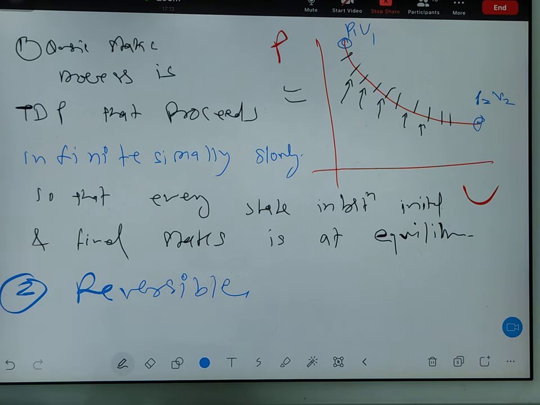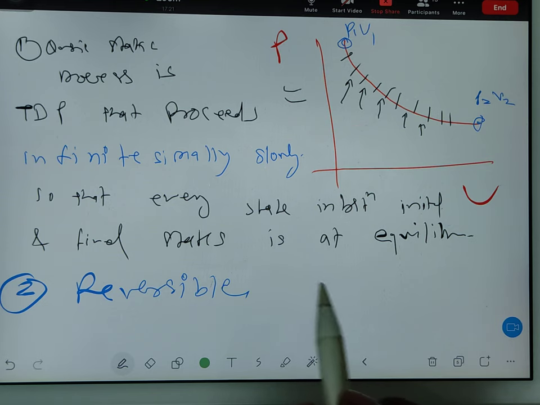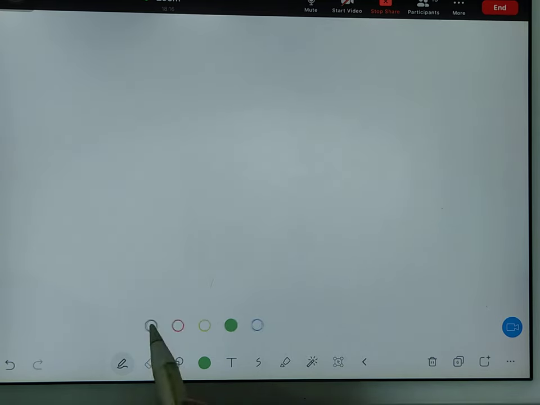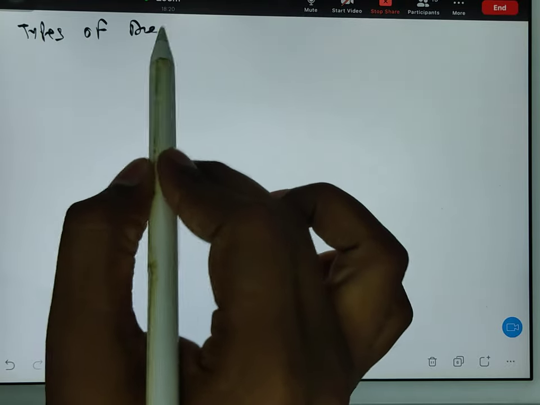Now, here I am going to discuss types of process, because now it is mandatory to discuss. We are about to touch some important points in thermodynamics now. So you take down this. Now I am going to explain types of process.